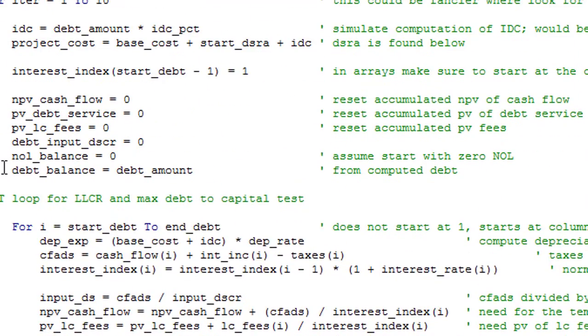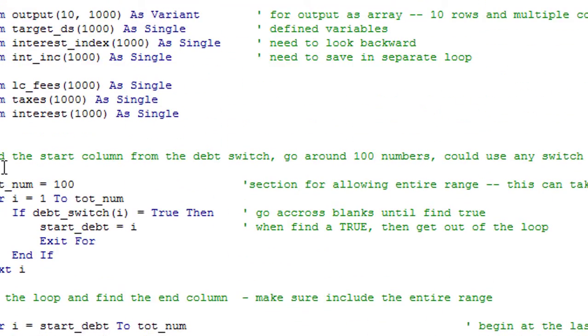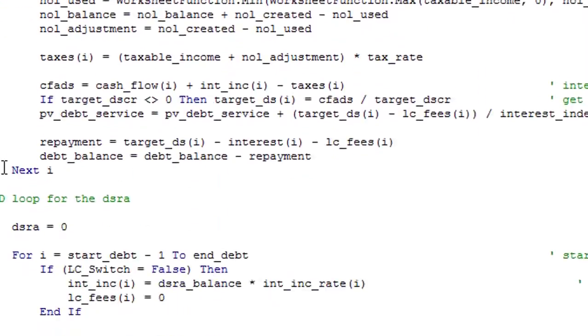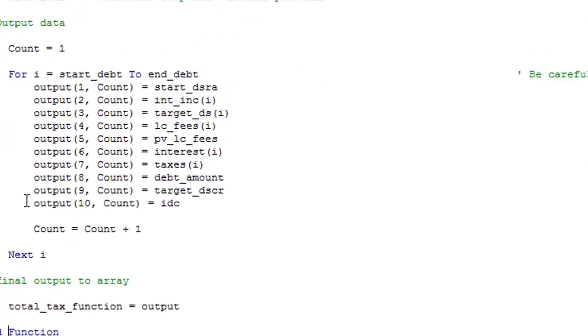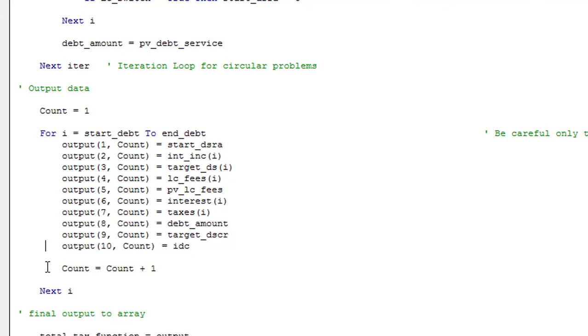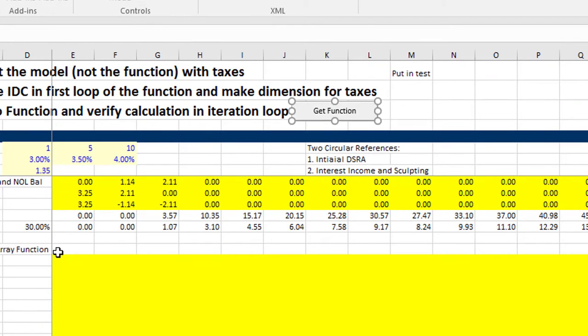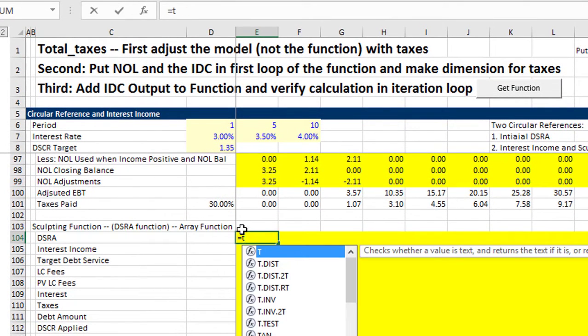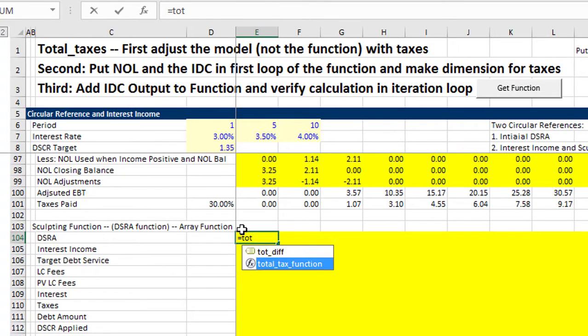So, you know, this was a whole lot less painful and a whole lot less difficult to verify once we had it built. The rest of it's the same, with one exception. We need to also put an output for the interest during construction because it caused the circular reference. So now let's finish this up. And to finish this up, I think this is a worthwhile thing to do. This one I called total taxes. I should have really mentioned that.